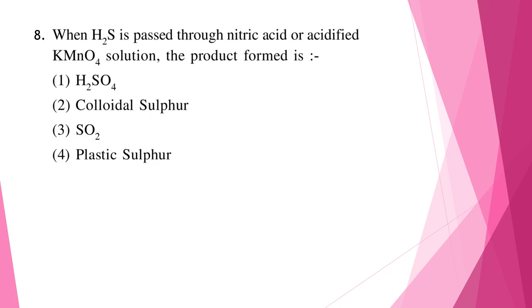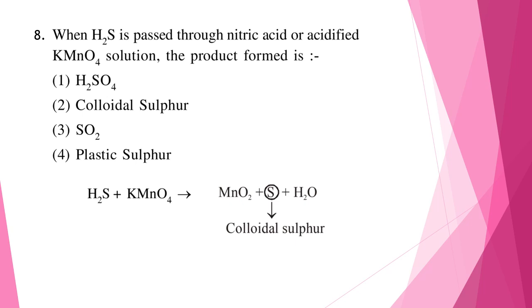Question 8. When H2S is passed through nitric acid or acidified KMnO4 solution, the product formed is. When we take H2S with KMnO4, it gives MnO2 plus sulfur plus H2O, and this sulfur is in colloidal form. So the correct answer here will be option 2, that is colloidal sulfur.